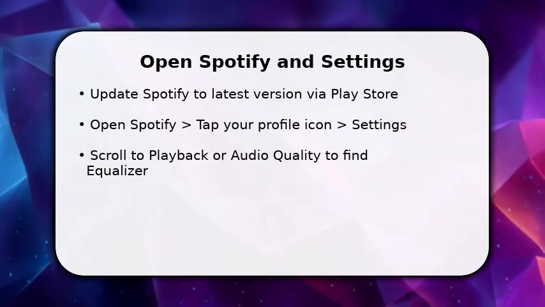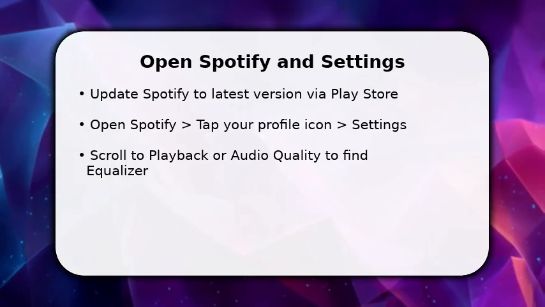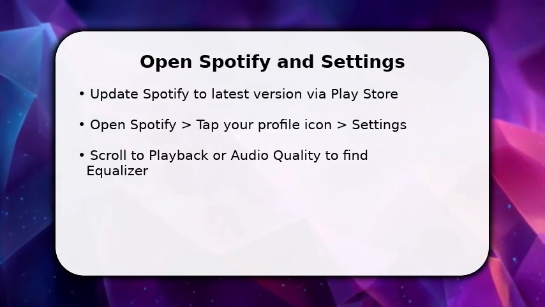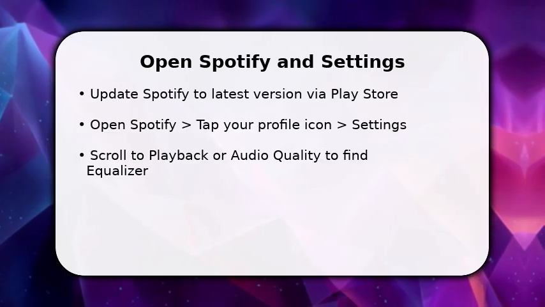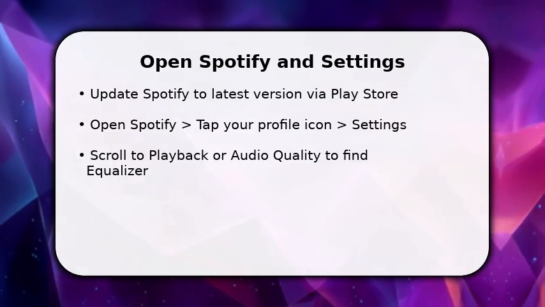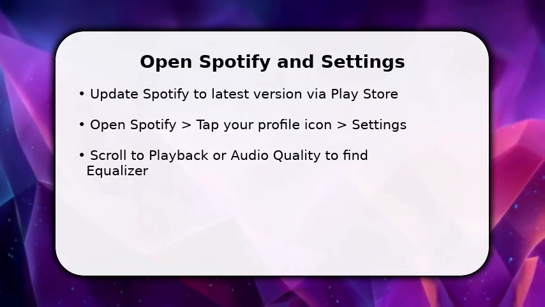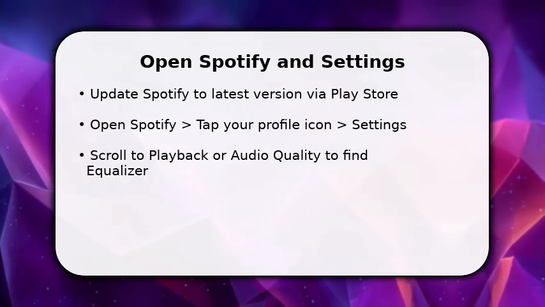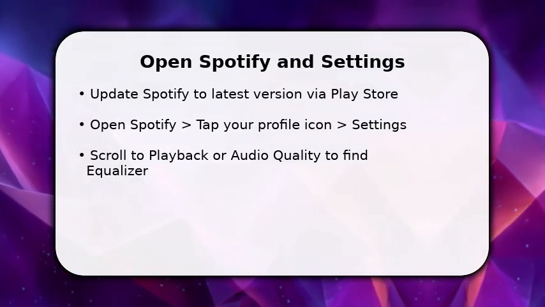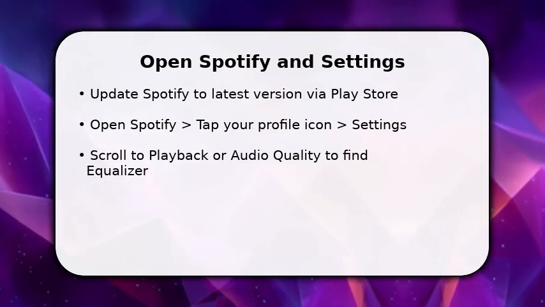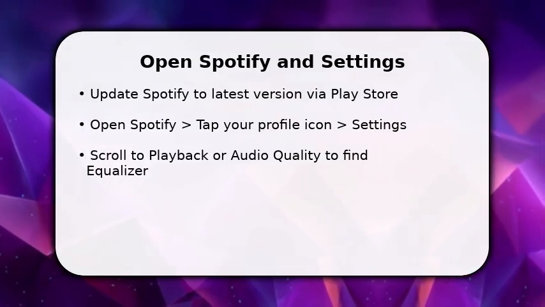You start by making sure Spotify is up to date. This ensures the equalizer appears. Open Spotify, tap your profile icon at top right, and go straight to Settings. Once in Settings, scroll to the Playback or Audio Quality section because many Android builds hide the equalizer there. Tap Equalizer to open System Audio Controls.